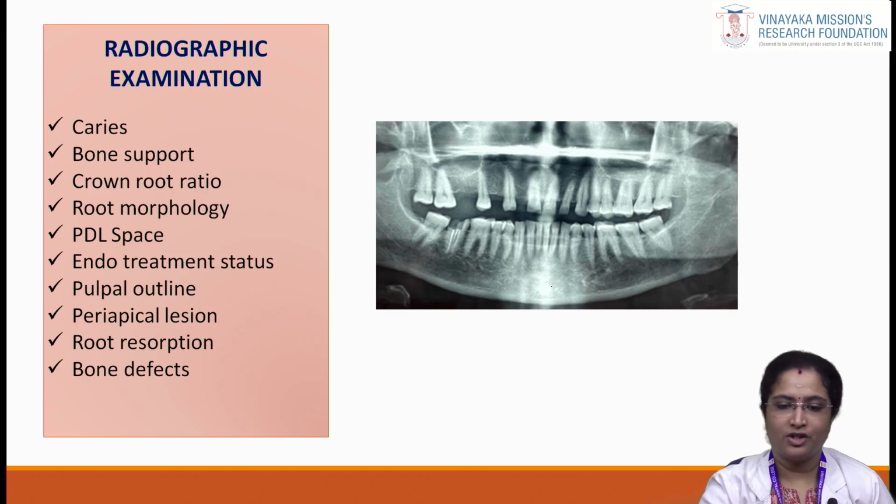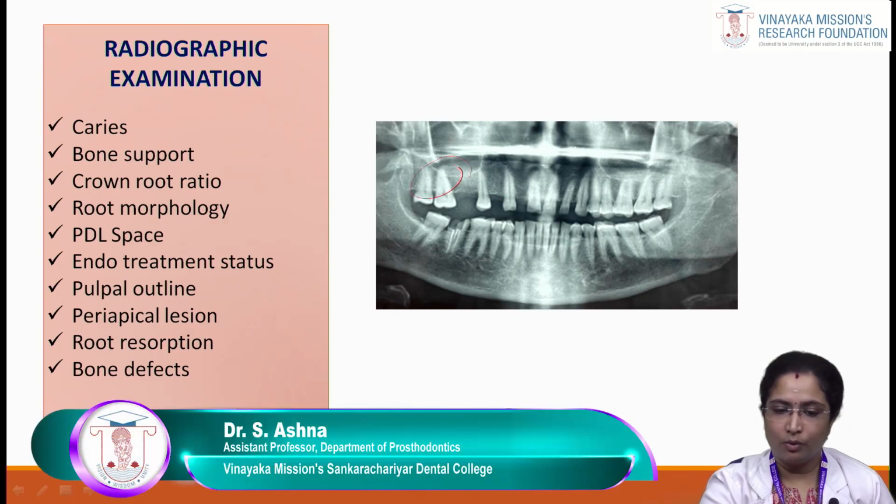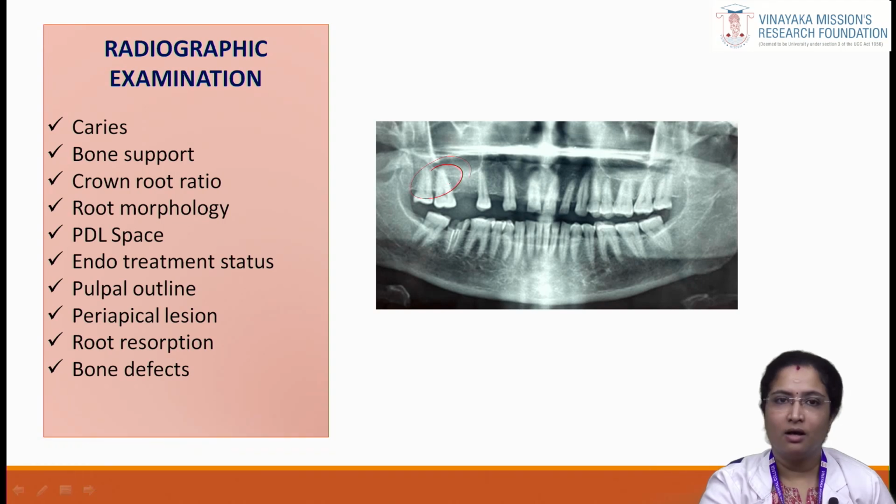In radiographic examination, suppose a tooth is missing, we have to look for any caries in the abutment teeth, how the bone support is, and whether there is any bone loss, be it vertical or horizontal bone loss, crown to root ratio, morphology of the crown, length of the crown, the pedal space. Then if the patient has undergone any root canal treatment, we have to assess the RCT done, whether it is in the axis, and whether there is any swelling or periapical lesion.